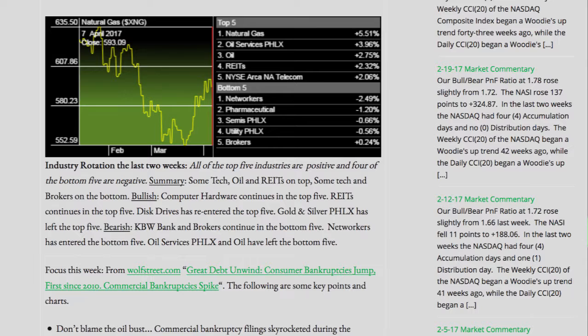Bearish, KBW Bank and brokers continue in the bottom 5. Networkers has entered the bottom 5. Oil services and oil have left the bottom 5.